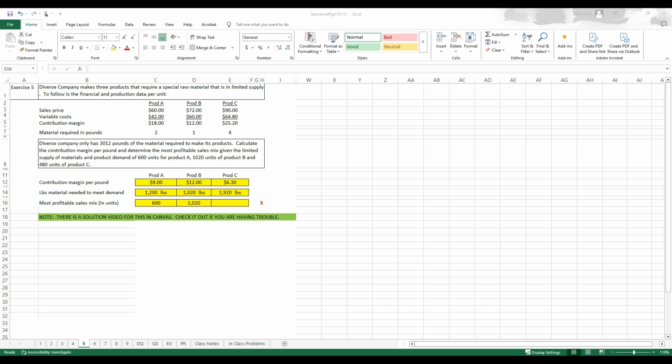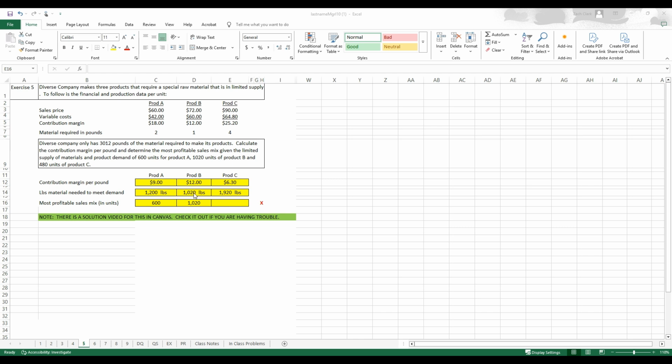But we're essentially saying that we've used up 1,020 and 1,200. So I'm going to do a little math off to the side and show my thought process here. We have 3,012 pounds total. We've already used 1,020 and 1,200 by maxing out demand for product A and product B. That leaves us with 792 pounds of material left over. So you take 3,012 minus the 1,020 and minus the 1,200, because we're maxing out these products.